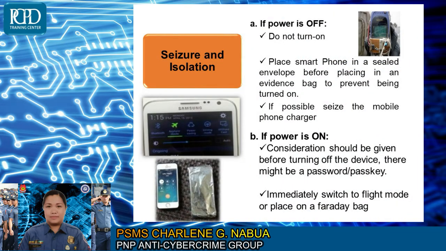First is the seizure and isolation. It is important for the forensic examiner or the first responder to secure and handle the mobile device properly. There are certain guidelines or rules that should be followed. First is, if power is off, do not turn it on. Place the smartphone in a sealed envelope before placing it in an evidence bag to prevent it from being turned on. And if possible, seize the mobile phone charger.